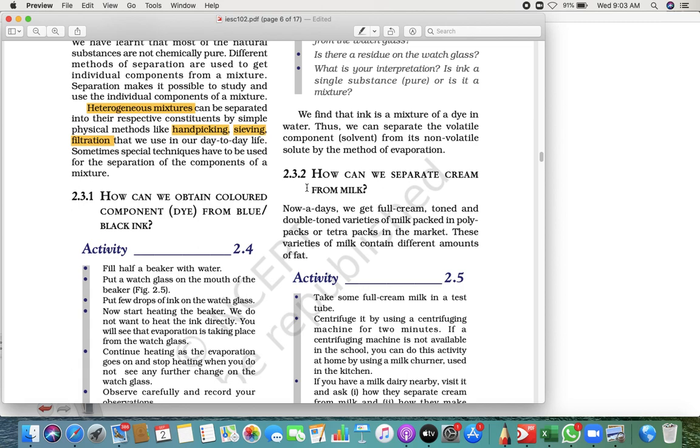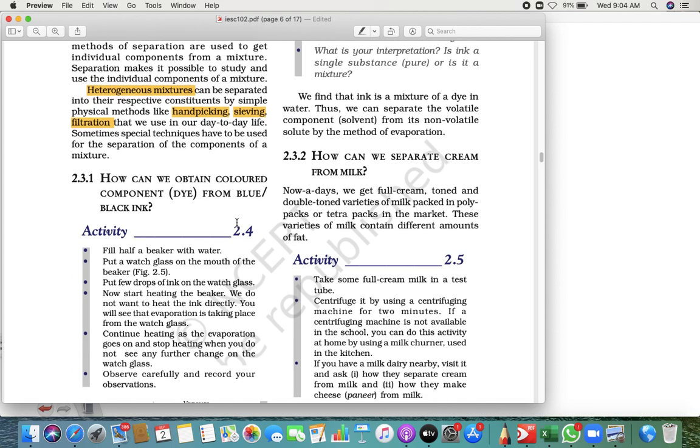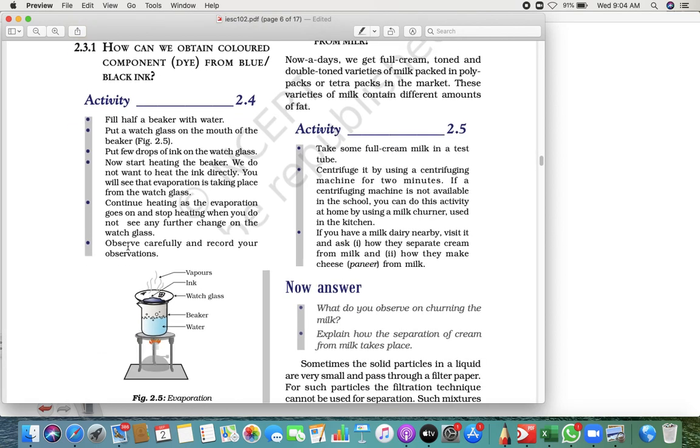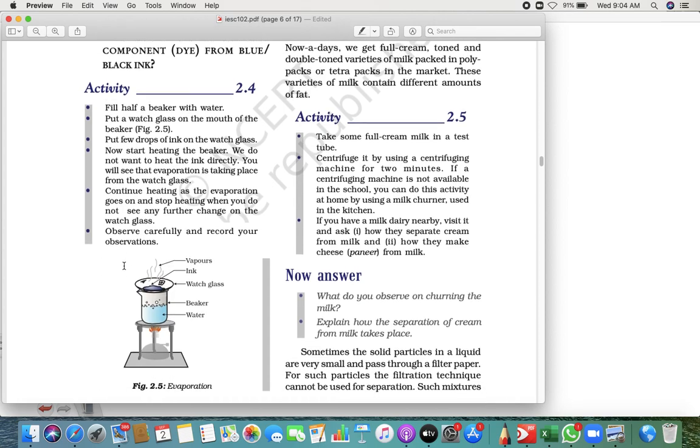The first thing is how to obtain a colored component, a dye, from blue or black ink. Now you know how blue or black ink is prepared. See, all our clothes are colored with the help of a dye, a color dye. They mix a few proportions of ink into it and finally they make it, so those colors are called dye. Now we know how to use a dye, but how to get a dye from the color, that's an important thing. For that it's a very simple technique. That technique is called evaporation.